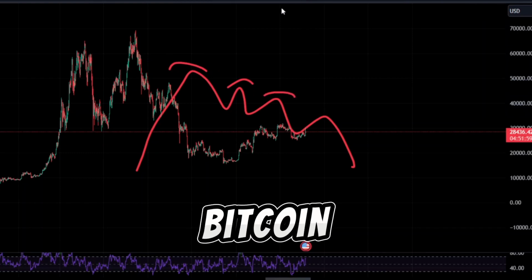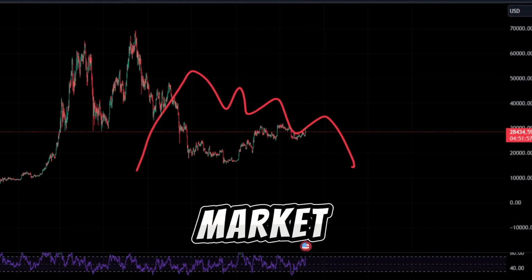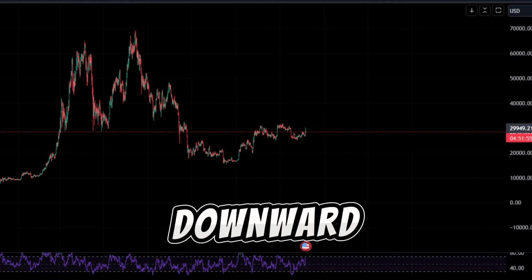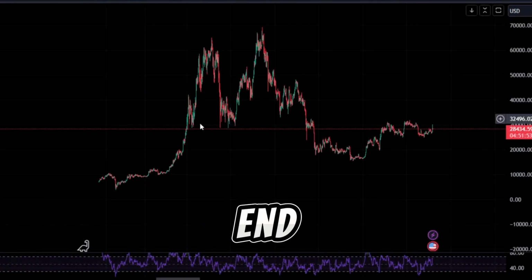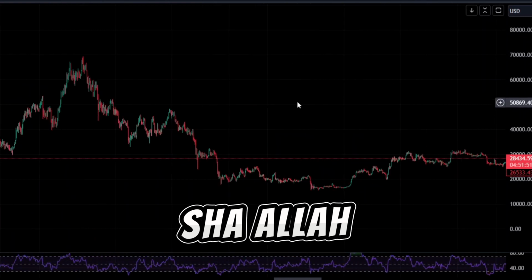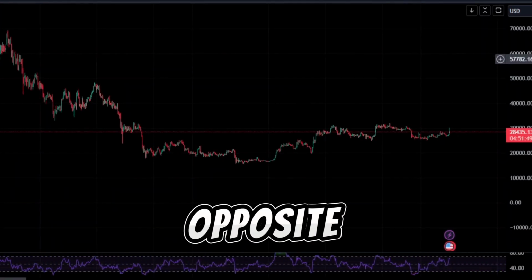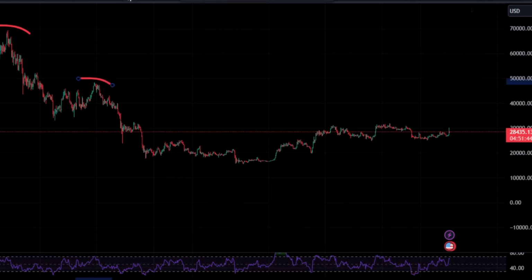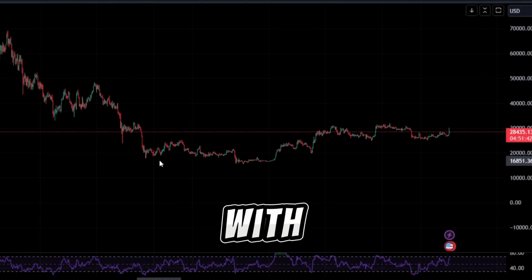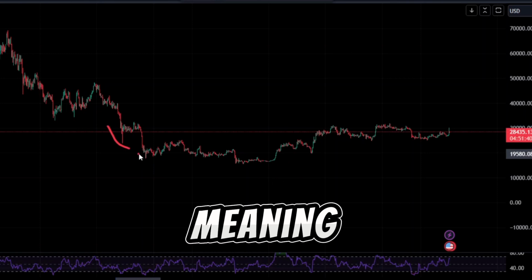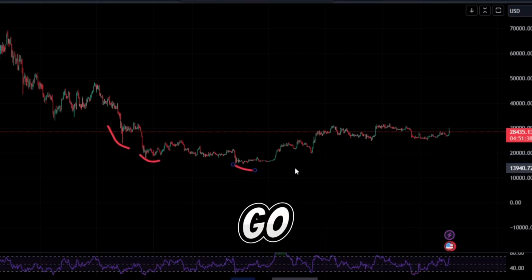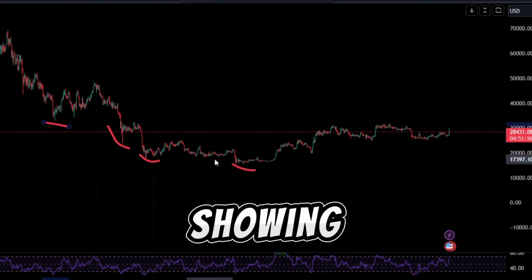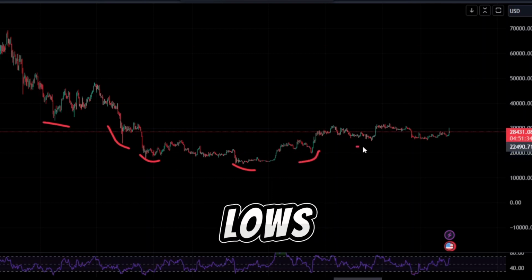For example, Bitcoin is finding itself in a bear market. In other words, in a downward market. That maybe could end in the coming months, inshallah. But do you see the opposite? Meaning on a macro picture the chart is showing you that the dumps are getting weaker and weaker compared with the previous dump. Meaning each time the market dumps it doesn't go lower than the previous low, showing that the market is printing higher lows.